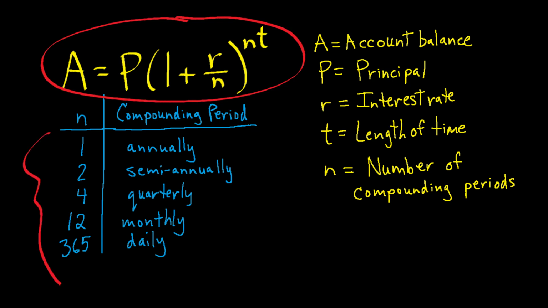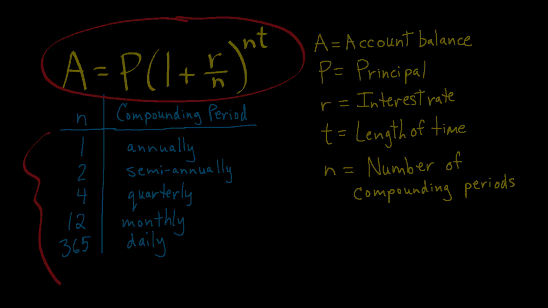When the problem asks us to compound annually, we'll use 1 for N, semi-annually 2 for N, quarterly is 4, 12 is monthly, and daily is 365. Now let's try a couple problems.